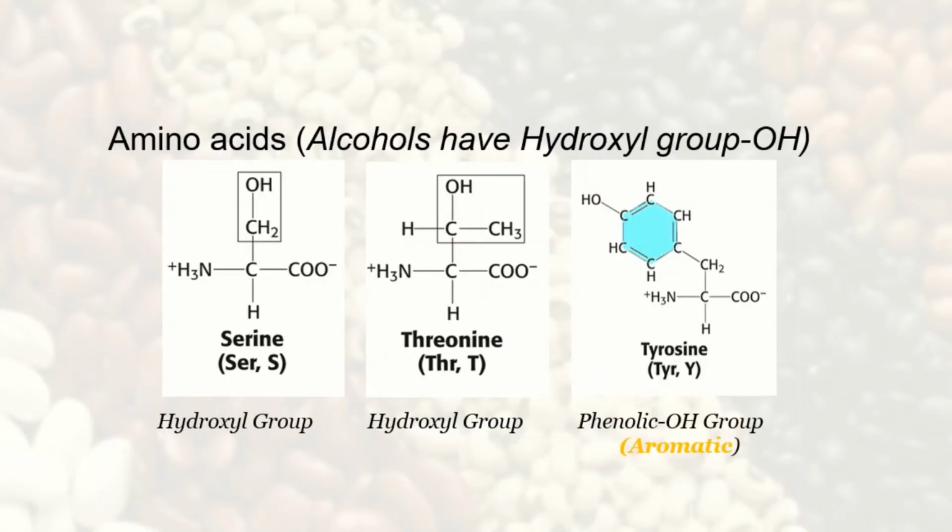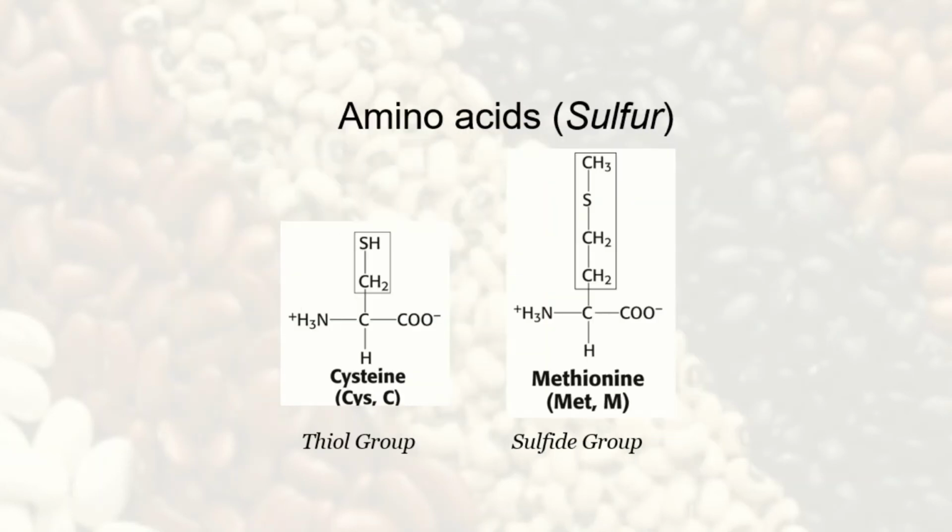We have amino acids that are alcohols because they have a hydroxyl group, and we have serine. You can see it has OH. We have threonine, which has an OH group, and tyrosine. Remember, tyrosine was also aromatic because it has a ring, and then again it's a phenolic OH because the ring has an OH group. Amino acids that have sulfur, we have cysteine. Here it has a sulfur atom, and here we have methionine. So this one we call it thiol group, and this one we call it sulfide because the sulfur atom is in between carbon atoms.